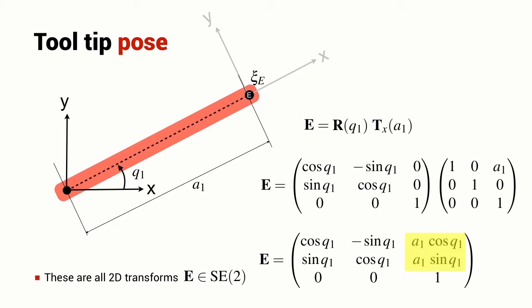The position of the end effector is given by these 2 elements in the homogeneous transformation matrix, and I've written them out here, and we can see that they describe a set of points which lie on a circle of radius A1. So the position of the end effector is a function of the joint angle Q1, and the orientation of the end effector, which is given by this matrix here, is also a function of Q1. So it's not possible for us to independently set the position and the orientation of the robot. There are just not enough joints or degrees of freedom in a simple robot like this.